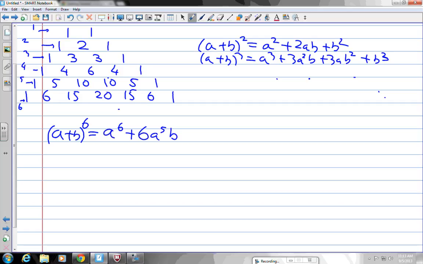Reduce a, increase b. So tell me what will be the next step. A to the 4th, b squared. What is the coefficient? 15. So again, reduce a by 1, increase b by 1. So a became 4, b became 2. What about the next step?